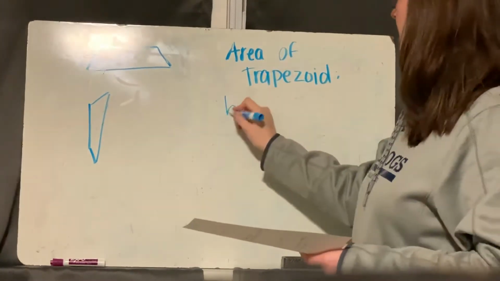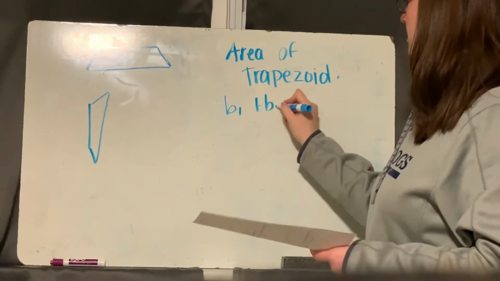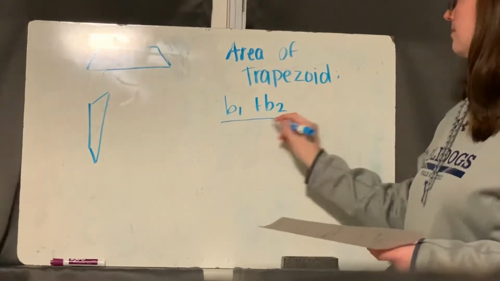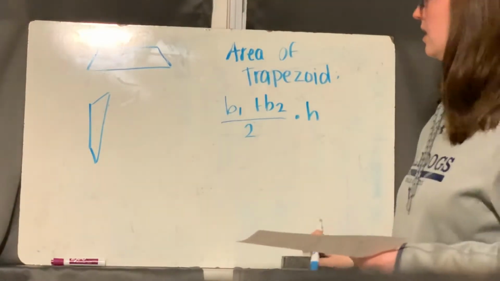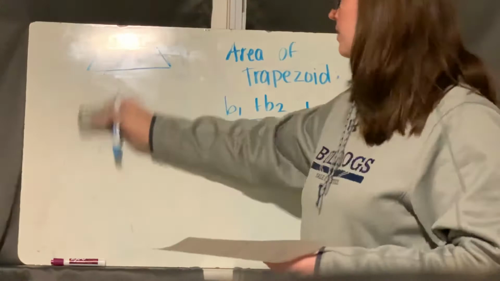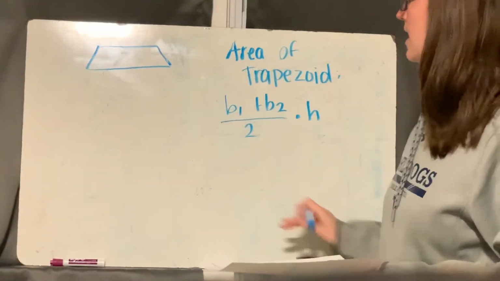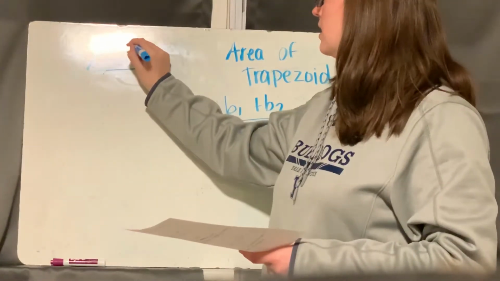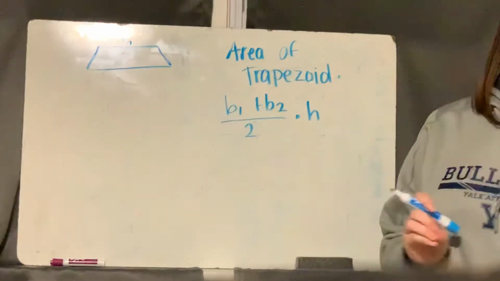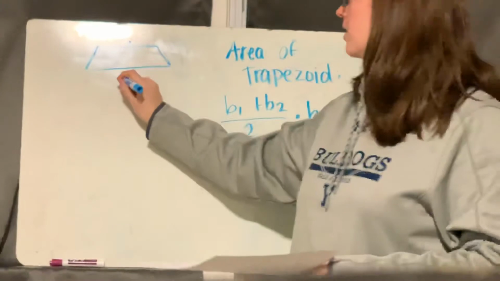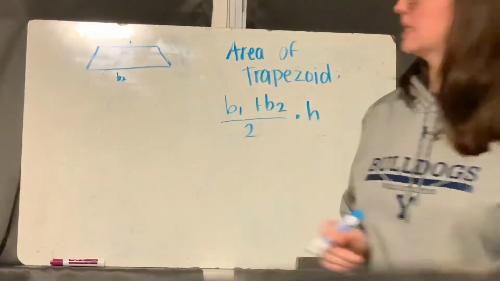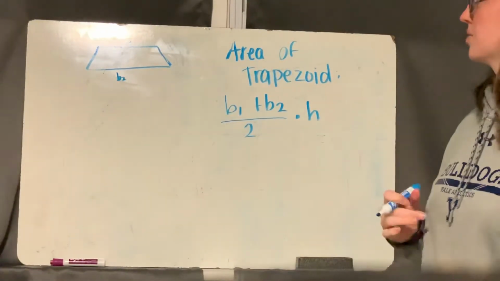By doing base 1 plus base 2 divided by 2, and then the whole thing times the height. So if I'm looking at the trapezoid on the top there, my base 1 is up there. Both my bases in a trapezoid are the parallel sides. So base 1 up here, base 2 down here. Really doesn't matter which one is which. I just do it that way.